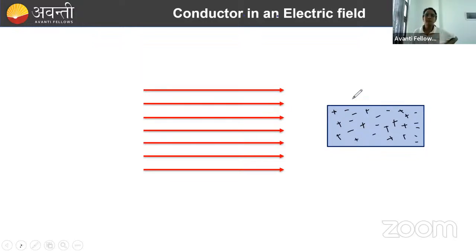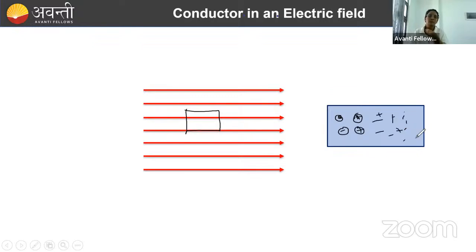So at room temperature, this conductor is kept. Now what will happen at room temperature? You have studied in thermodynamics: at temperature T, it will have some energy, and because of this energy, it will be random. Now I'm keeping this conductor inside an electric field. So what is going to happen? It has so many electrons and positive charges, all random.